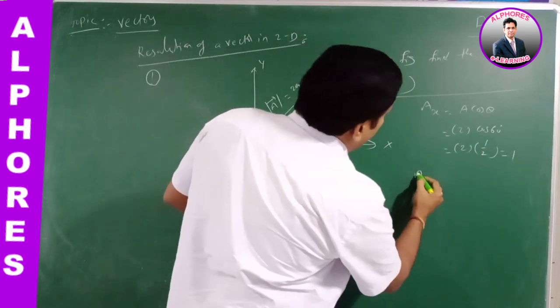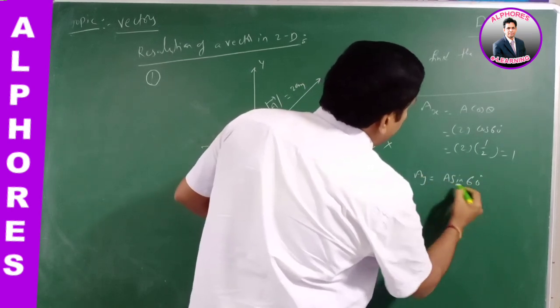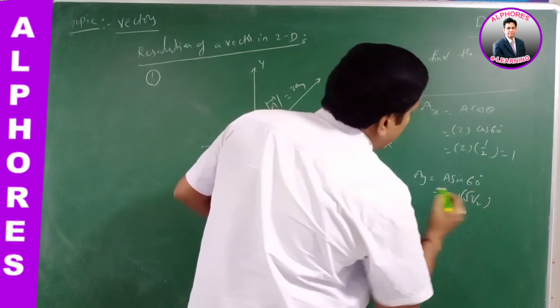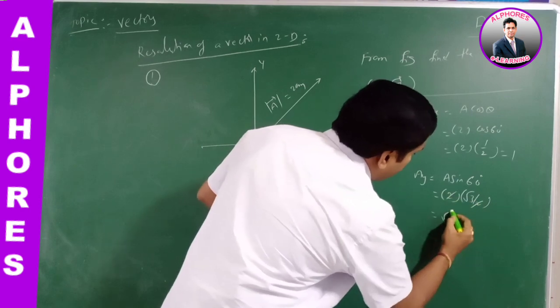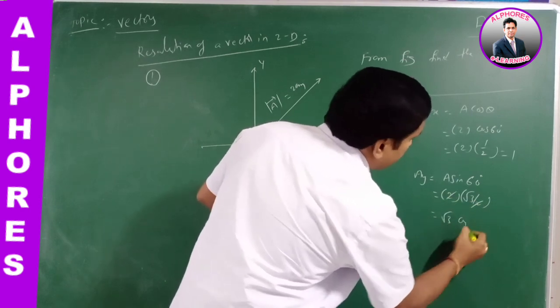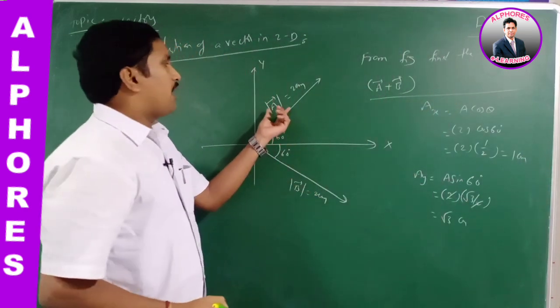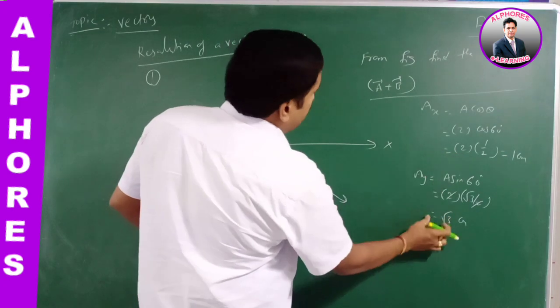Now ay is equal to how much? A sin 60, that means 2 into sin 60, which is root 3 by 2. The 2 gets cancelled, so you get root 3 centimeter. This is also in centimeter because the magnitudes given are in centimeters. Now these are the components of the given vector a bar.